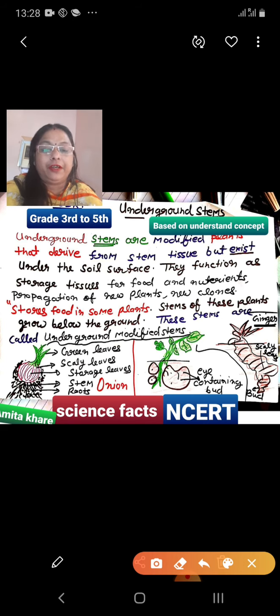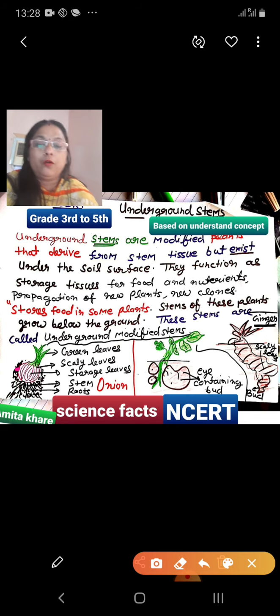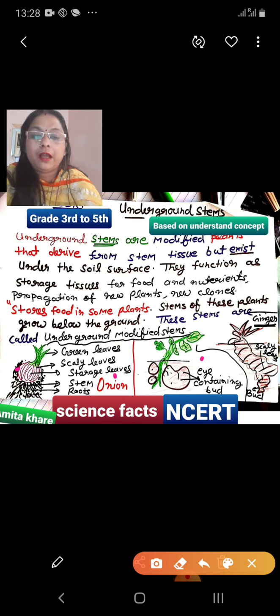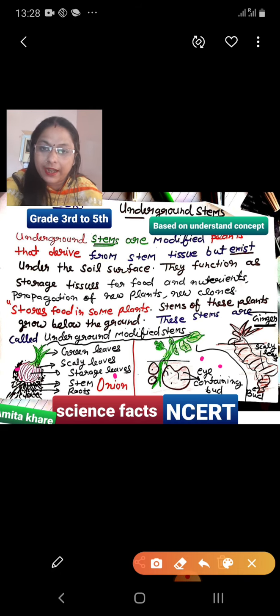This is a very clear description shown here. This is an onion, potato and ginger. This is a modified underground stem. These vegetables are called underground stems. Many times this question arises in all competitive exams and GK questions for general science: what is an underground stem and what are the names of vegetables which are underground stems? So we give the answer: onion, potato and ginger. These are underground stems.